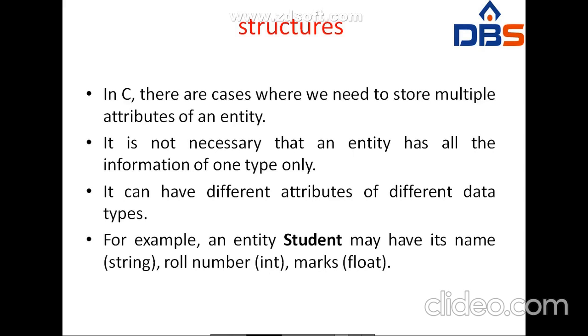In C, there are cases where we need to store multiple attributes of an entity. It is not necessary that an entity has all its information of one type only; it may have different attributes of different data types. A structure is a user defined data type which contains a collection of data items of different types grouped together, and each element in a structure is called a member.